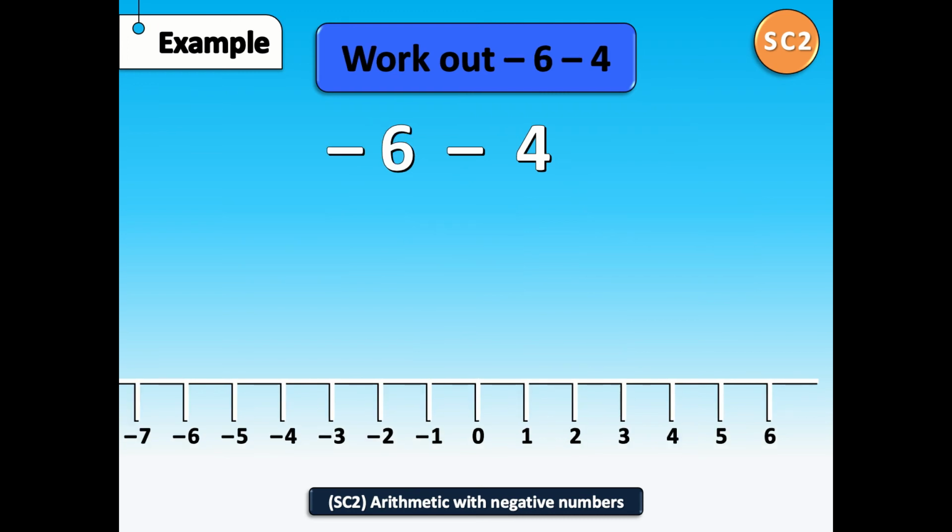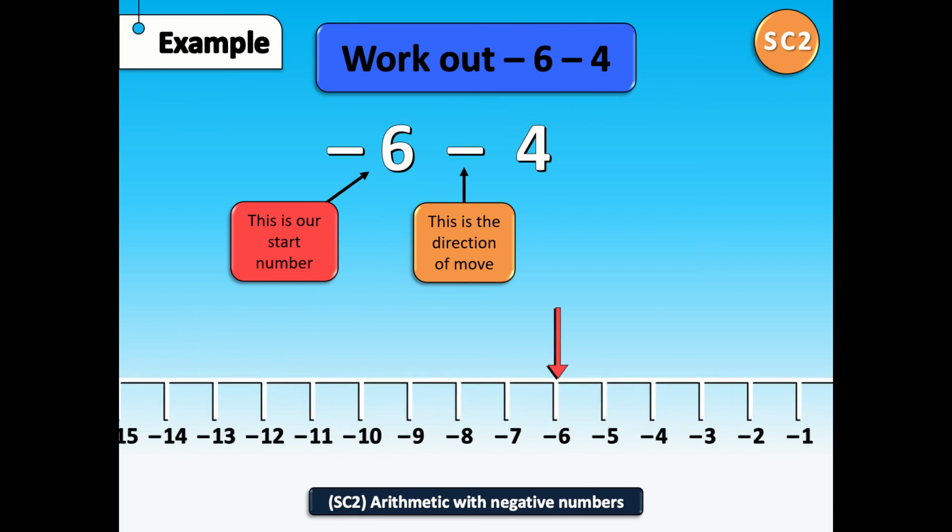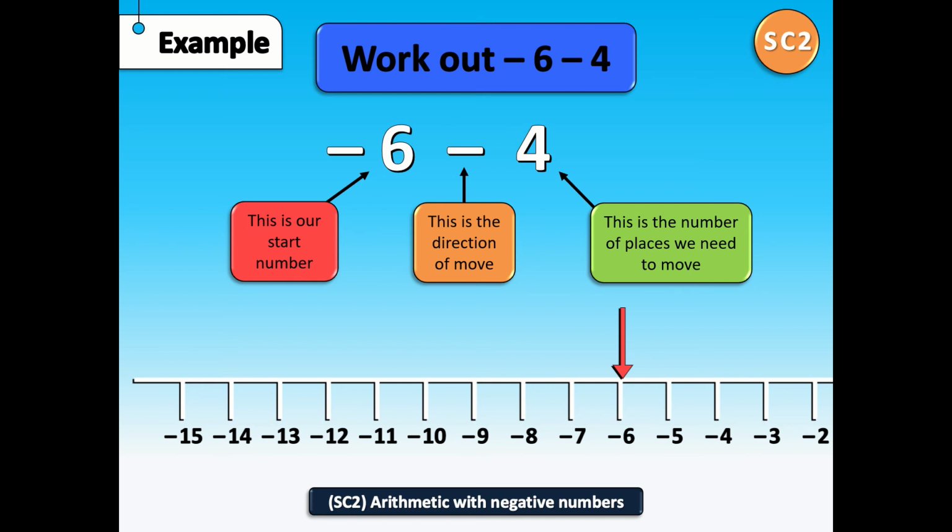For this one, we want to do minus 6 take away 4. So we start at minus 6. We're taking away, so we're going to go down the number line. And we're going to go down 4 places. So we can see the answer is minus 10.